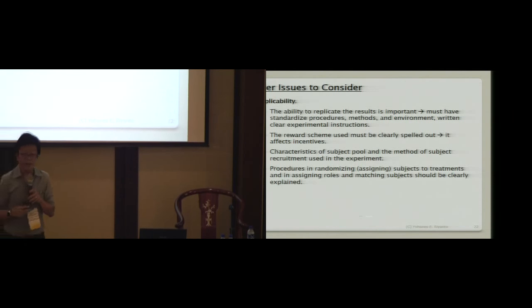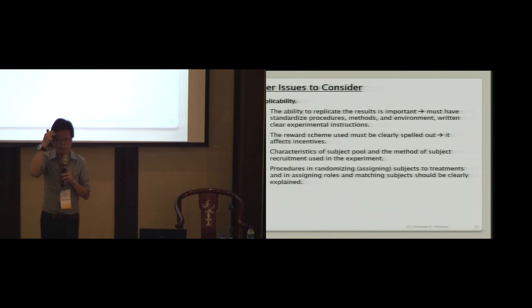So that's why in all published experimental papers, you will always have experimental instructions detailing all the things that you do. So the idea is that if I read that and I want to replicate, I want to run the same study, I follow exactly the same procedure. Okay? Then I can say whether the result is replicable or not replicable.